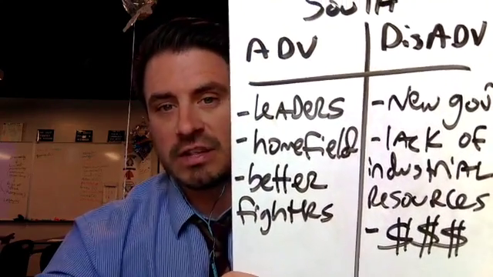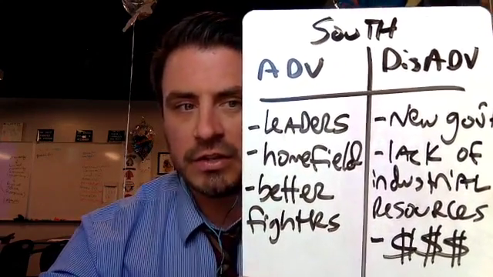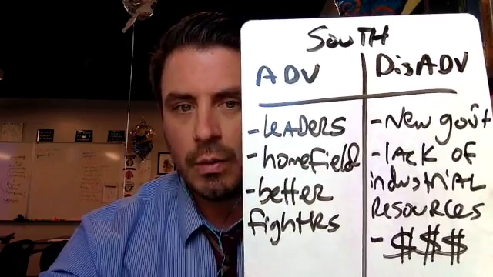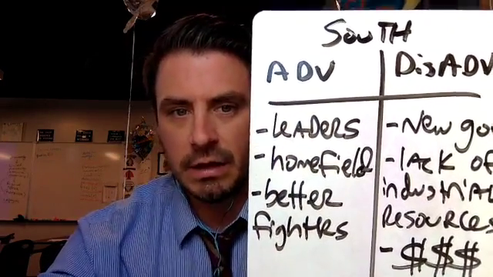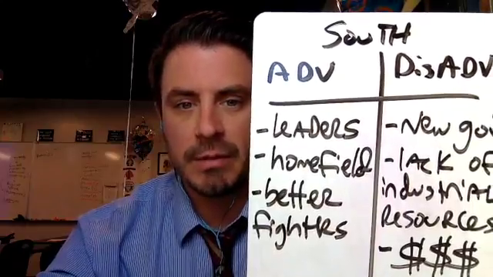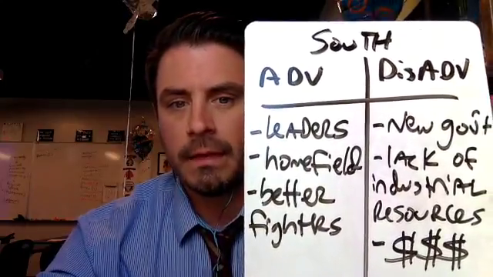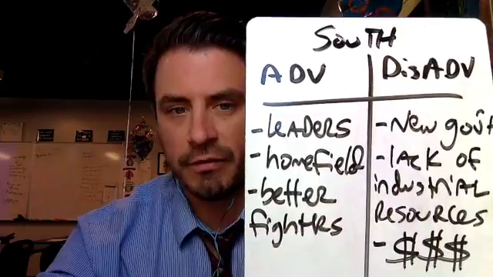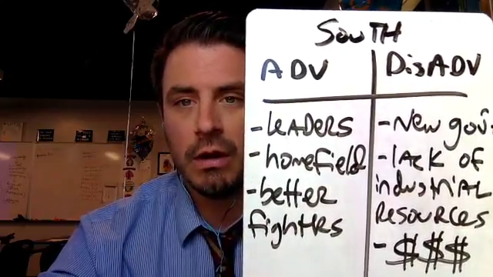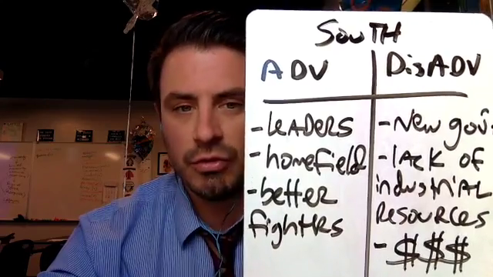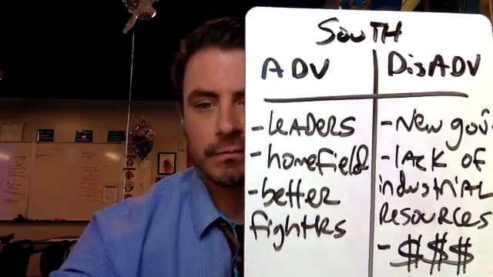Another great advantage that the South had was the home field advantage. It was fighting on their turf. We talked about that with the American Revolution, how important that was for the United States against the British. Well, the same can be said about the Civil War. The Confederates were fighting on their home field. It was their homes, their turf to defend. They fought with more of a ferocity than perhaps the Union, who were the invading army.